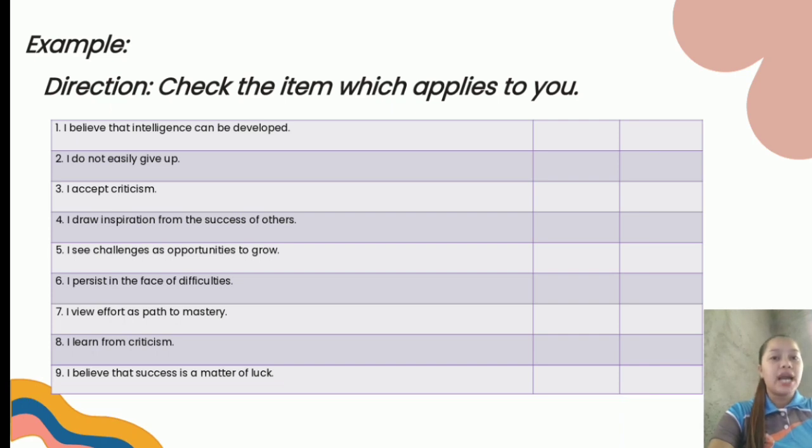So number 1, I believe that intelligence can be developed. So you identify for yourself, read, analyze and comprehend whether it is true for you, whether our knowledge can still be developed. So you check yes, and if not, no. Next, I do not easily give up. So you check whether it is true that you do not easily give up, and no if you really do, if you give up easily. So just continue with what is written there, read and comprehend what is there. Don't just check carelessly. Be honest.